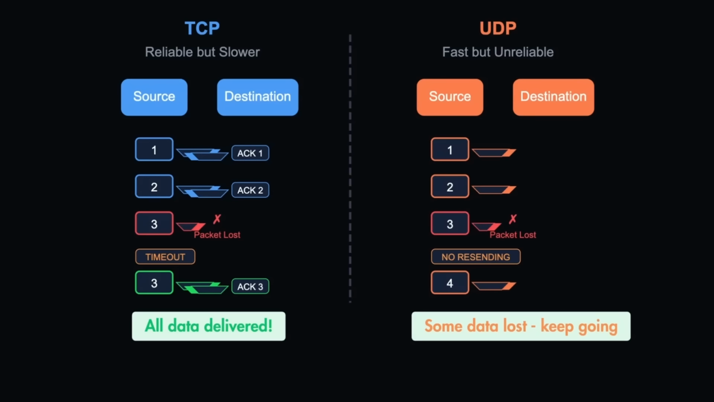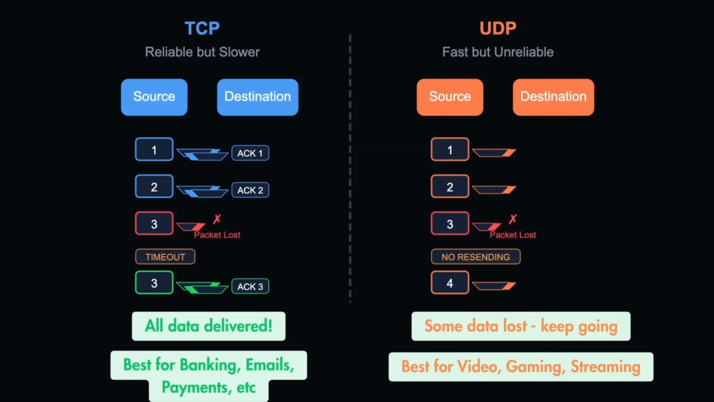And when choosing between those two, these are the main things that you need to look for. If you need the connection to be safe and reliable, then you need to go with TCP. Or if you need it to be fast and lightweight, but some data loss might be acceptable, then you will need to go with UDP. For example, TCP is best for banking, emails, payments, and so on. And on the other hand, UDP is mostly used in video streaming, gaming, and so on.